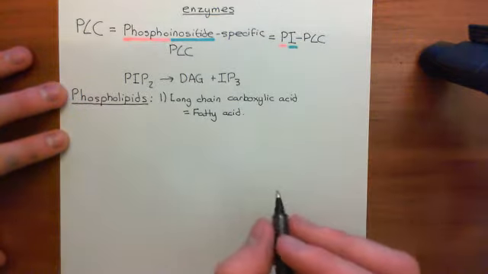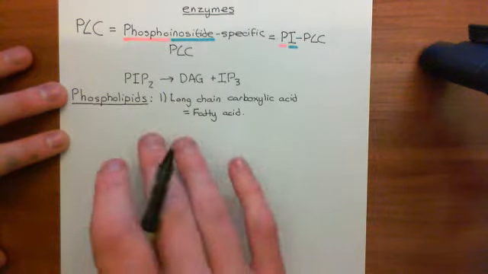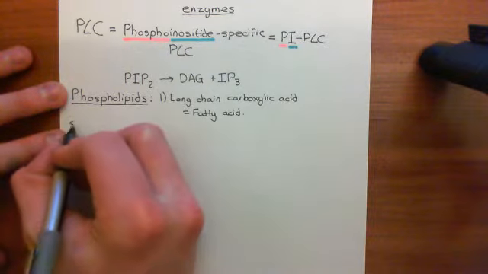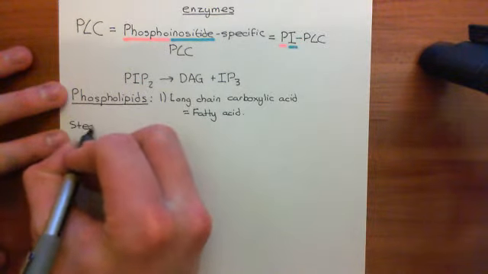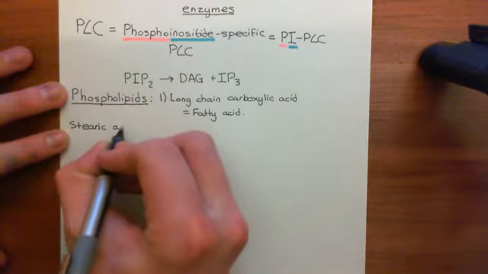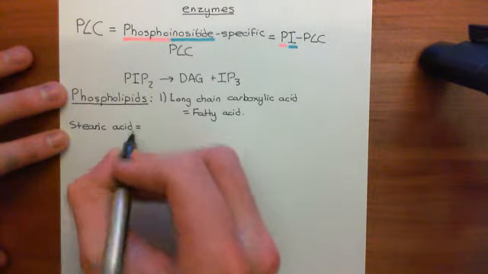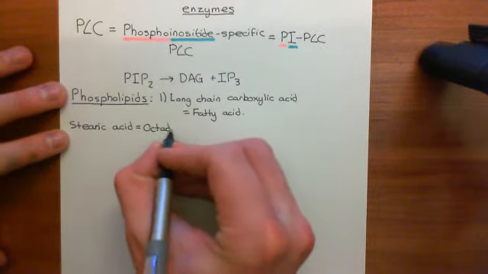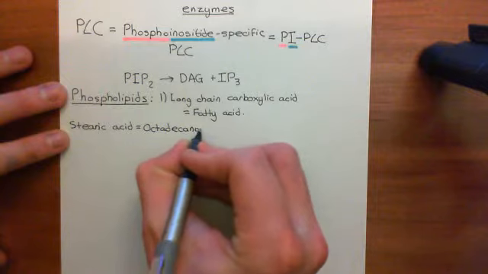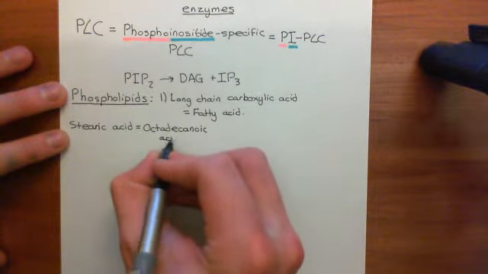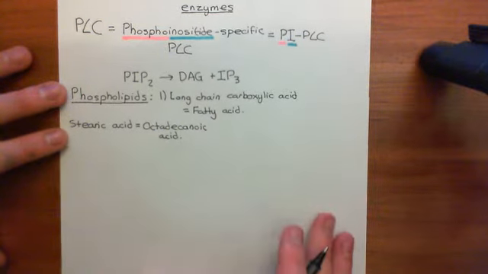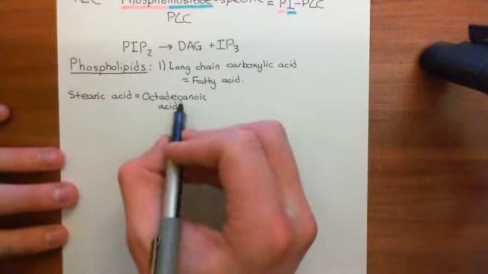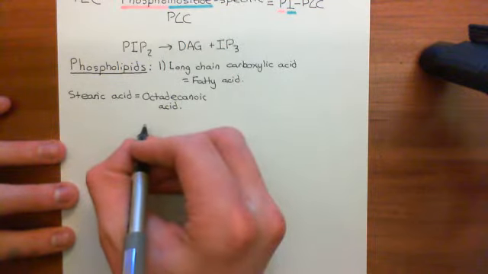Let me give you the archetypal example of a long-chain carboxylic acid. It is a molecule called stearic acid. Stearic acid is the old name for a molecule that would now be called octadecanoic acid. Although octadecanoic acid is a bit more of a mouthful than stearic acid, it's a more useful name because it tells us exactly what we're dealing with here. It tells us that we're dealing with an 18-carbon fully saturated carboxylic acid.